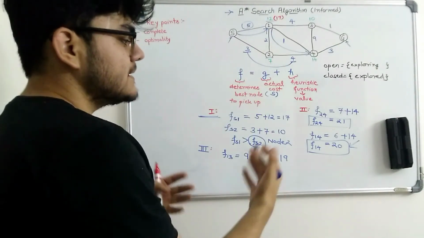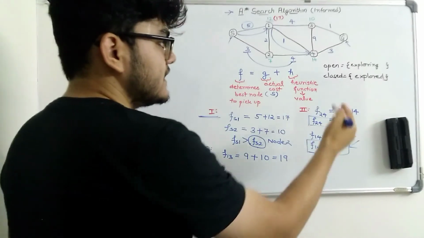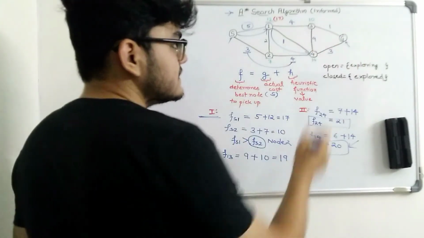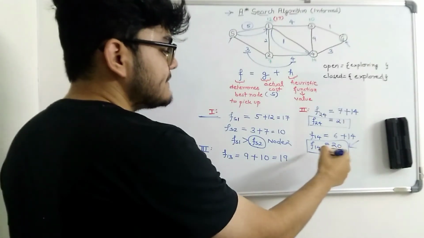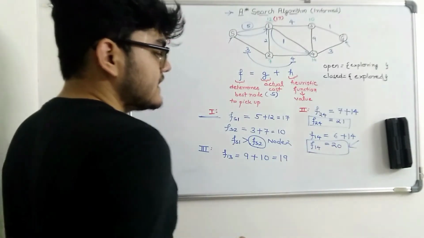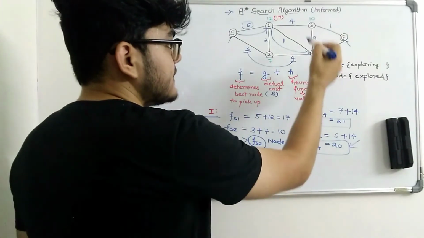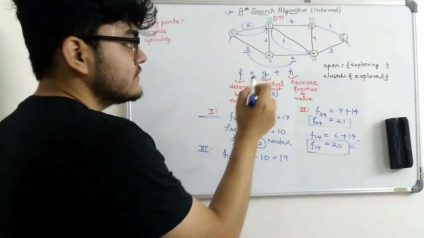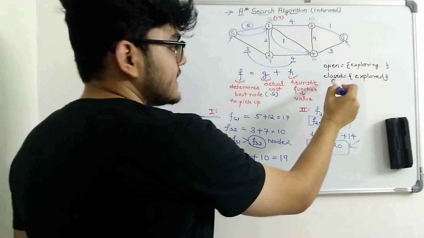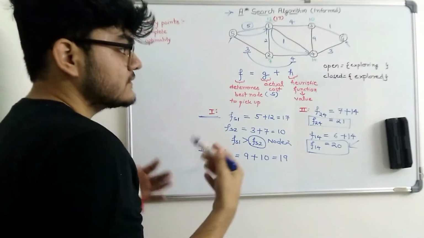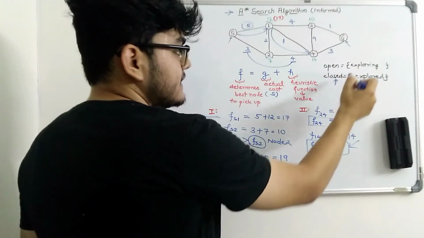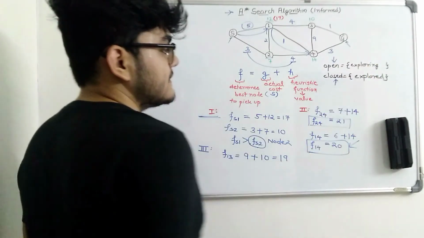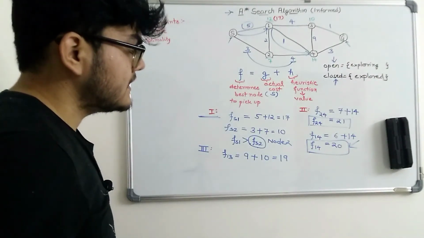Now this is how we keep on doing this again and again until and unless we reach the goal state. So the algorithm will keep calculating the value of f, and it will keep understanding which node is more promising, and it actually knows what are the nodes that have been explored using this closed list, and it will keep exploring all the elements in the open list.